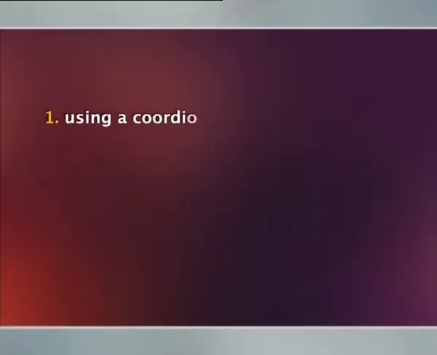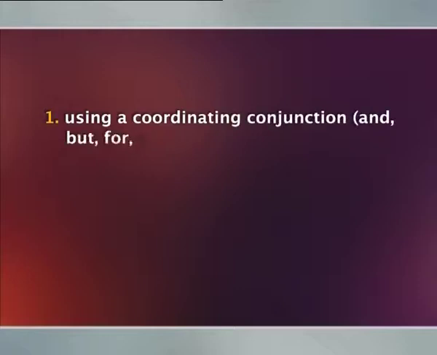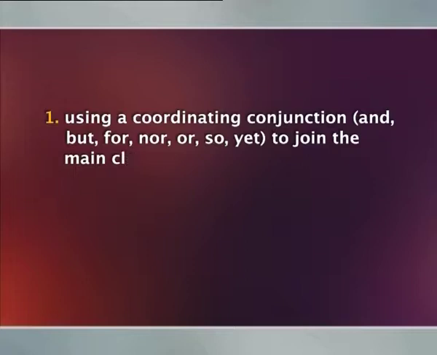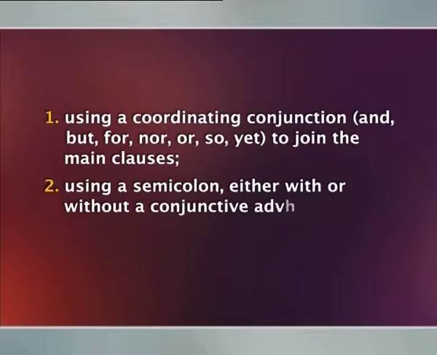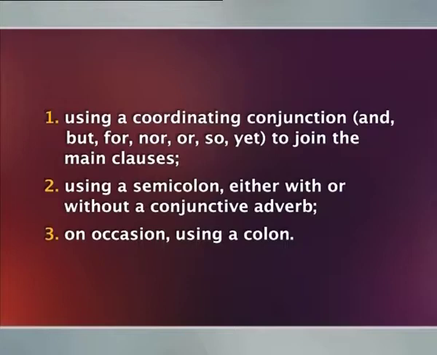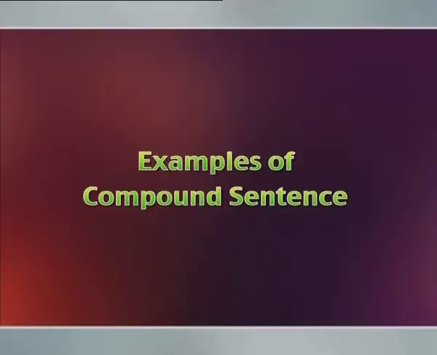Compound sentence. In English grammar, a compound sentence is a sentence that contains at least two independent clauses. Compound sentences can be formed in three basic ways. First, using a coordinating conjunction: and, but, for, nor, or, so, yet, to join the main clauses. Second, using a semicolon, either with or without a conjunctive adverb. Third, on occasion using a colon. The compound sentence is one of the four basic sentence structures. Examples of compound sentence. Look at the sentences which are very good examples of compound sentences.